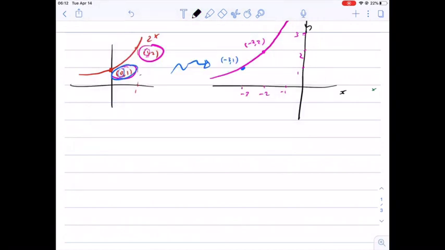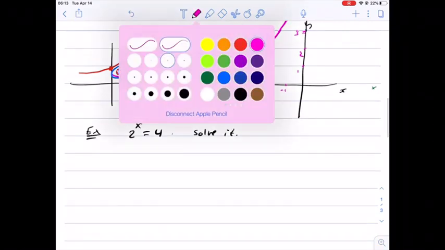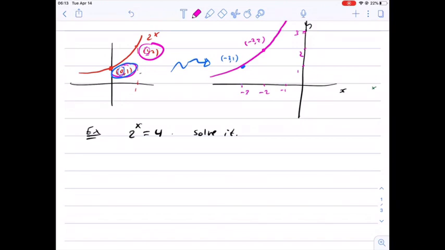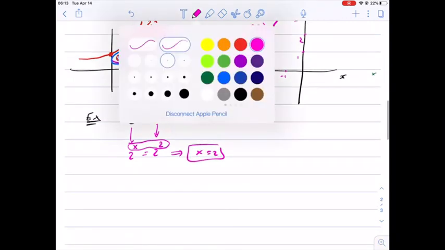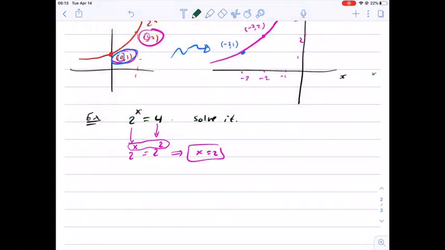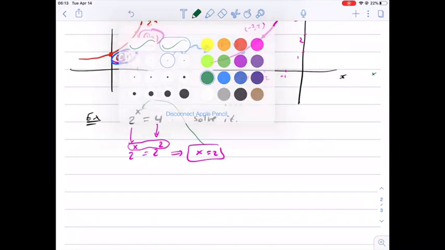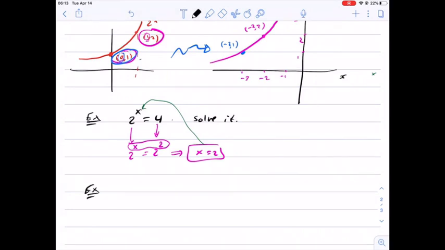Now, how to solve equations. Let's take some examples. For example, if we have 2 to the power x equals 4, we want to solve this equation. In this case, we need to get a common base. So this can be written as 2 squared. And this is 2 to the power x. The base is the same, so the power should be the same. So that means x equals 2. If you want to check your answer, all you need to do is to substitute x equals 2 here.